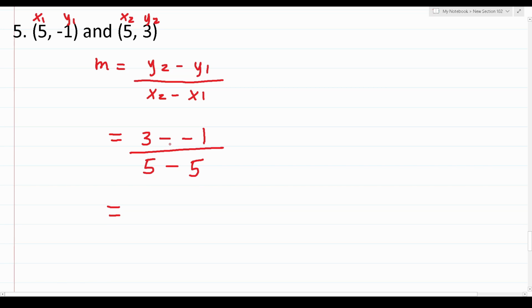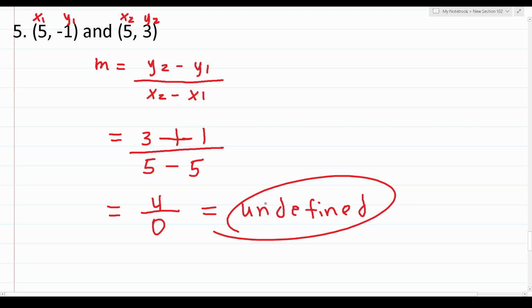Again, we have double negatives. 3 minus -1, so this becomes plus. 3 plus 1 is 4. Then we have 5 minus 5, which is 0. Whenever 0 is in the denominator, we know that our result is going to be undefined. And since the slope of the line that passes through these 2 points is undefined, we know we're working with a vertical line. All right, so that's that one.